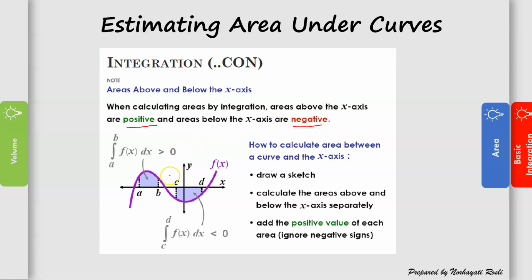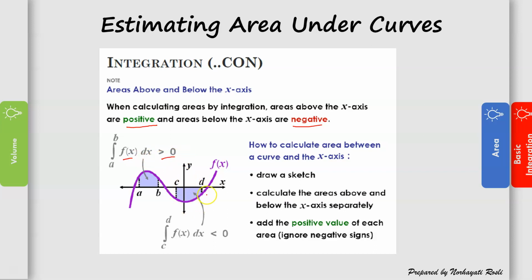What does it mean here? If you have, for example, this kind of curve, you can see this one is given by the area above the x-axis. And for this one, when you compute the integration starting from the lower limit a up to the upper limit b, integrate the function f(x) with respect to dx, you will get a positive answer.